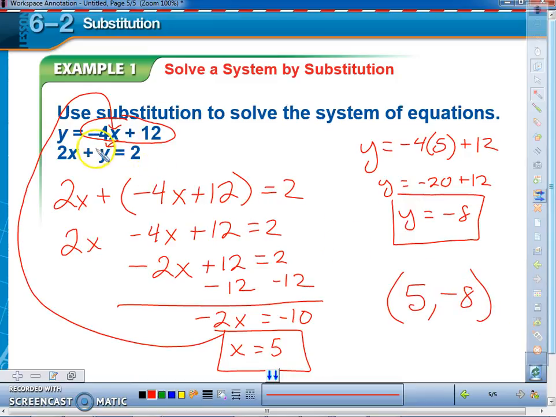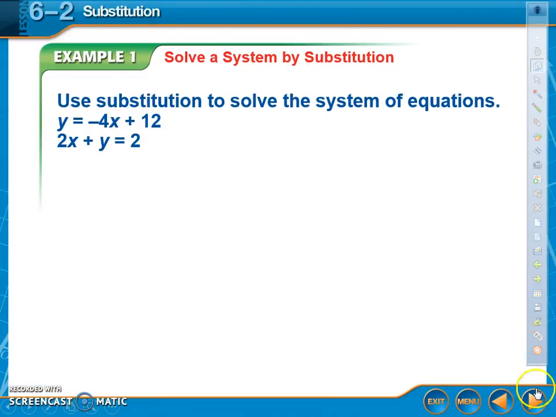Now, I imagine if you took this line right here and then you changed the second equation into slope-intercept form, it'd be y equals negative 2x plus 2. You would see that those two lines cross at the point 5, negative 8. You can also go in and check these two values by putting them back in and seeing if they work. 2 times 5 is 10, plus negative 8 would be 2. So I know that both of those check out. 5, negative 8 is our solution to this problem. Okay? All right.